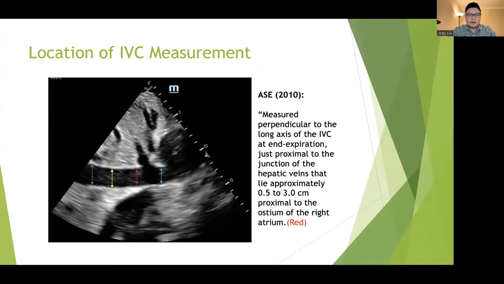So as you can imagine, even with this clip from the beginning of our presentation, if we were to measure the IVC at the blue arrow versus the red arrows versus the yellow arrows versus the green arrows, the diameter changes. Therefore, landmarking, making sure you're on axis and measuring at a consistent area, which by definition from the ASC would be near the red arrow position, would be the ideal location for IVC measurements to make things interpretable.